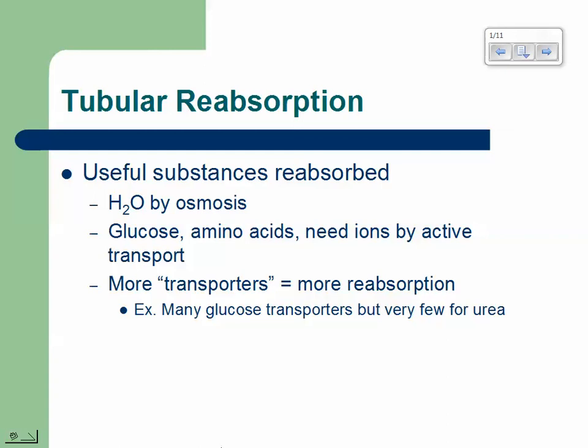Then things like glucose, amino acids, and any ions we might need, like sodium, are going to be reabsorbed, but this is going to be by active transport. This is going to take a little energy. We're going to have to do this intentionally. So what happens is the cells that line those capillaries have what are called transporters, and they're basically little spots that look for whatever it is they are designed to reabsorb.